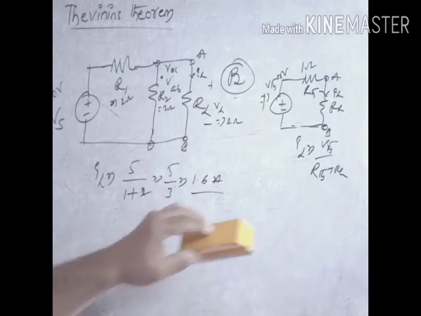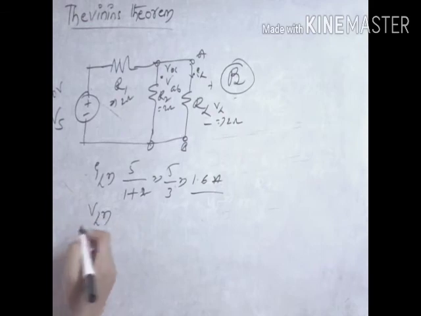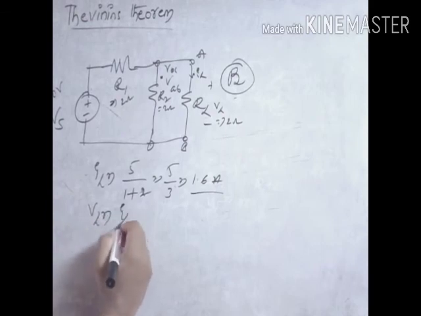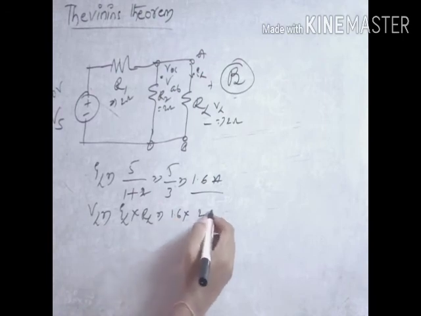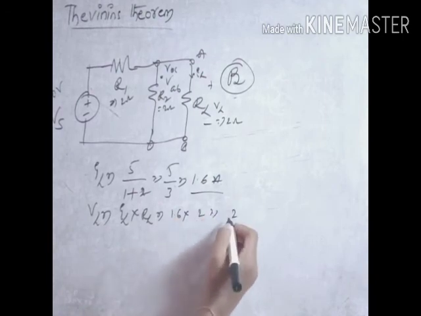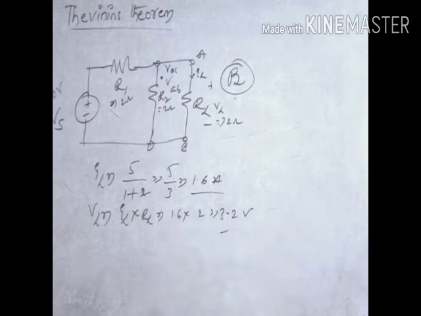Next, if we want to calculate the voltage across RL, VL equals IL into RL. IL is 1.6, RL is 2, so 1.6 into 2 gives 3.2 volts.